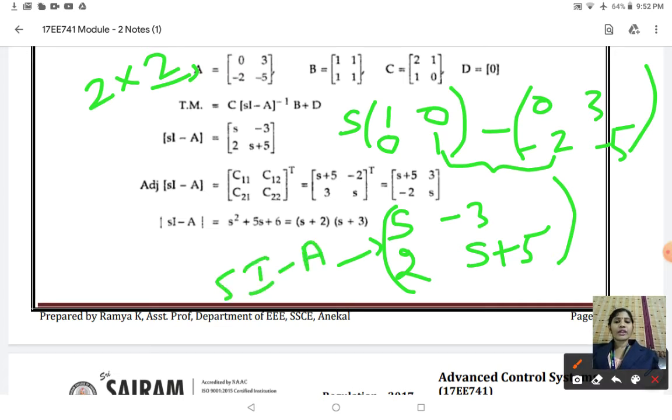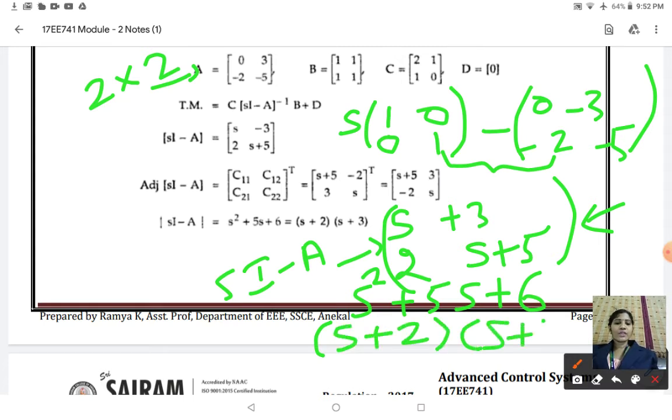From this you can identify the determinant value. The determinant for this particular matrix is s square plus 5s plus 6. Here you will be getting s into s plus 5, and minus of minus 3 is going to be plus 3 into 2, so here I will be getting plus 6. Therefore the determinant value is (s plus 2) into (s plus 3).